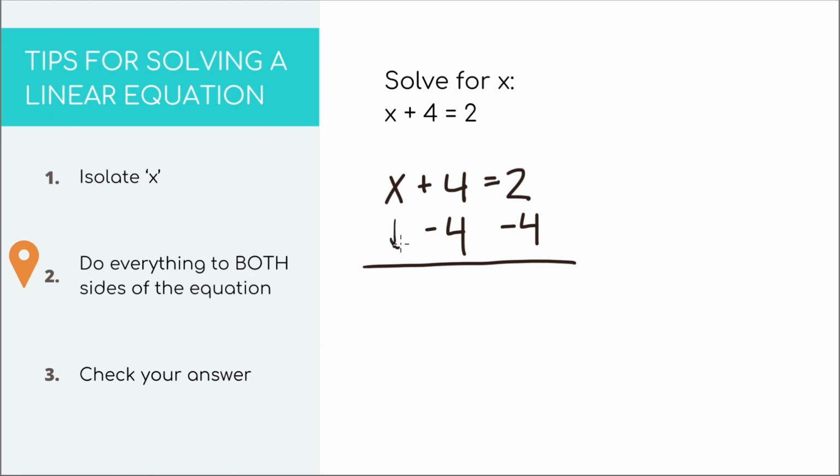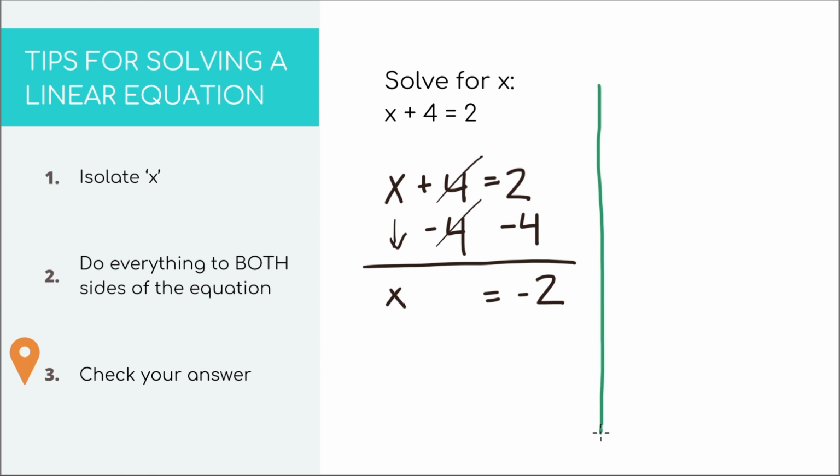Let's bring down the x. 4 minus 4 equals 0, so that cancels out. And 2 minus 4 equals negative 2. So we have x equals negative 2 as our answer. And let's always remember to check our answer. So we'll plug back in negative 2 for x in the original equation. So we have negative 2 plus 4 equals 2. And 2 equals 2, so it looks like we got the right answer.